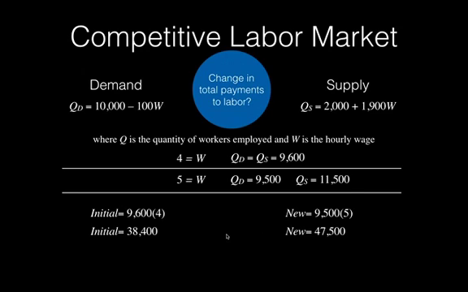So realize that the people who are still working are better off because we see that the payments to labor have increased by 7,100. Don't assume that means that everybody is better off, because remember, 100 people got laid off. They used to get paid, and now they're not getting paid. So make sure you're aware of that: even though the payments to labor have increased, not all the people who were originally employed have benefited because some of them have been laid off.